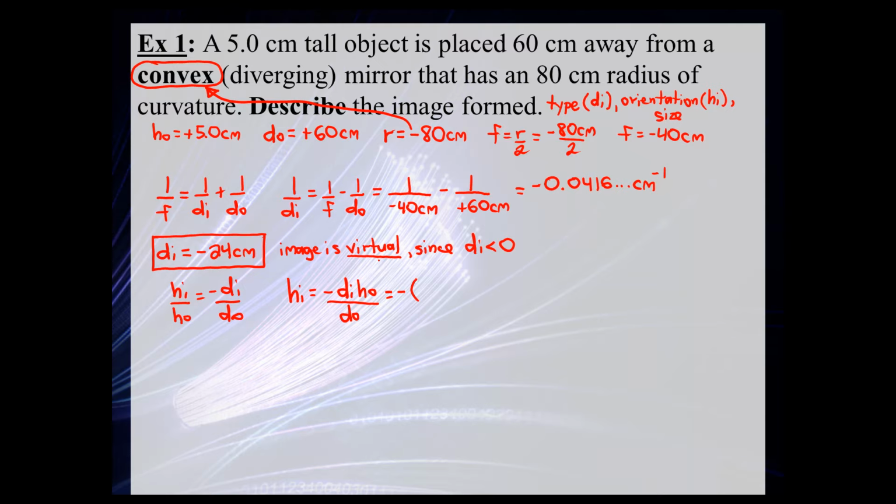Plug the numbers in. Okay, di is negative 24 centimeters, multiplied by ho, which is positive 5.0 centimeters. Divide this by do, which is positive 60 centimeters. And then we get an hi value. And again, you can see here the point of this negative correction factor. It's going to turn the negative to a positive, so I'm going to get an erect image. Okay, so I'm going to get a number that is positive 2.0 centimeters.